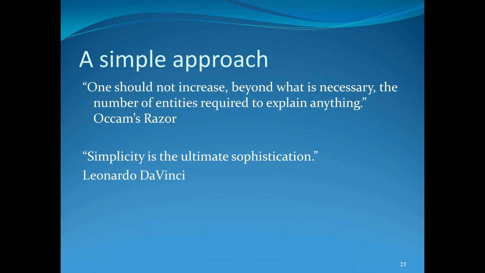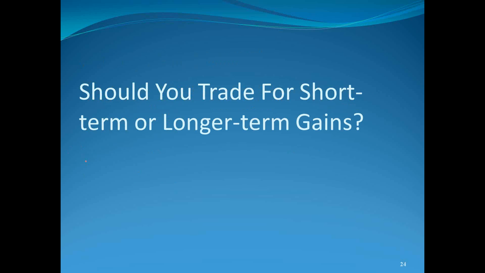One should not increase, beyond what is necessary, the number of entities required to explain anything. And I think Einstein has a very similar quote, where things should be as simple as possible, but no simpler. Basically, I think he's saying something very similar to Occam's razor. Leonardo da Vinci said it the best, I think: simplicity is the ultimate sophistication. Okay. And a lot of people think just because it's simple, it doesn't work.